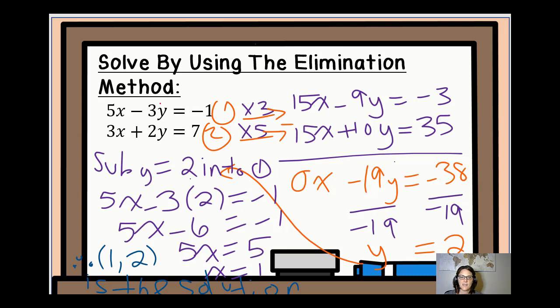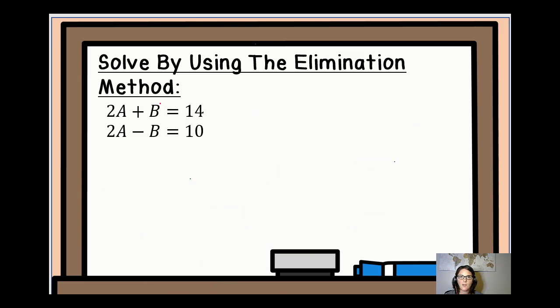Okay, one last example. 2a plus b equals 14, 2a minus b equals 10. So let's go ahead and label our two equations. And it looks like it would be the easiest to get rid of the b's because they both have a 1 in front of it. So because our signs are opposite, we are going to add the two equations this time.